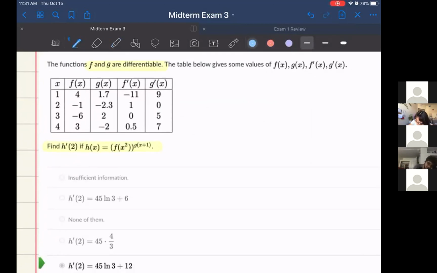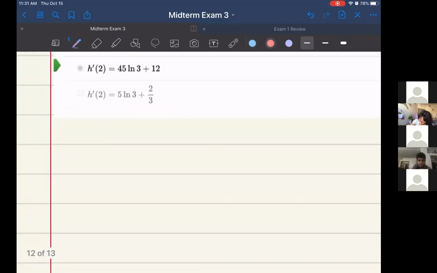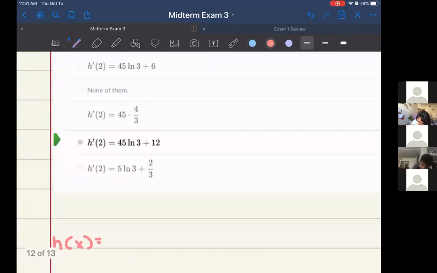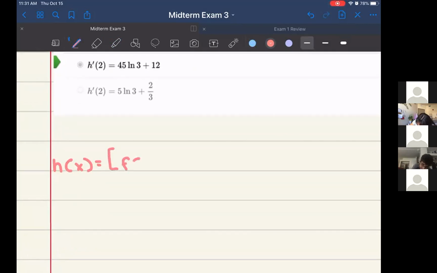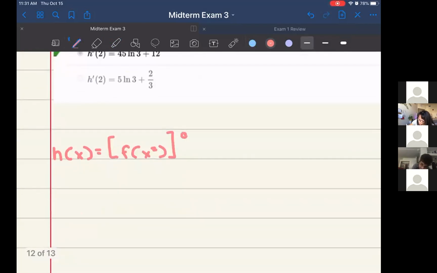Alrighty. So here we know we're going to have to do logarithmic differentiation. So let's see, h of x equals f of x squared, all to the g of x plus 1. All right, and if you're able to, when there's a complicated problem, I like to solve each part in a different color so I don't get too confused. So if you're able to do that, I would try to do that.